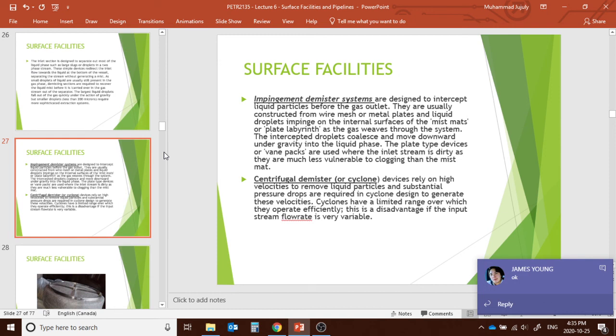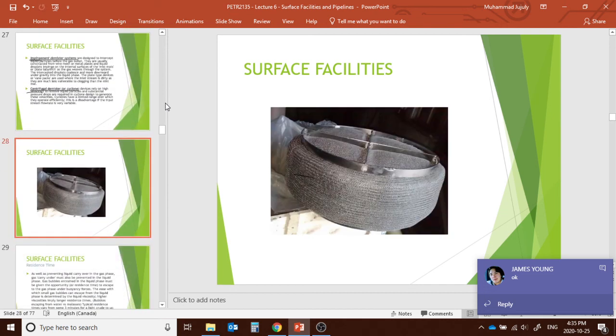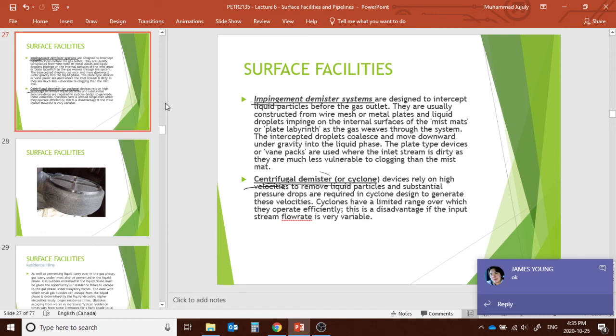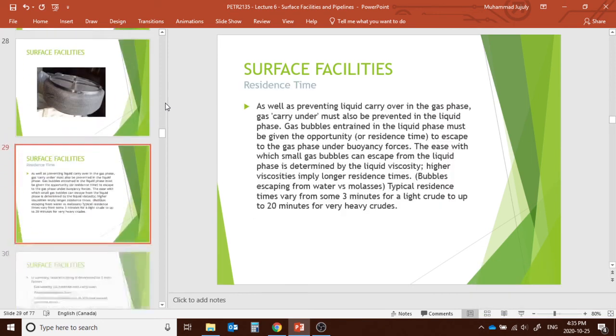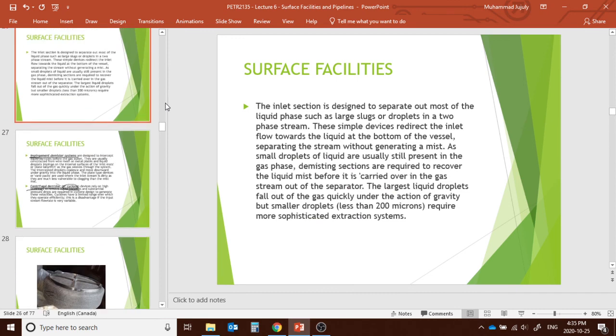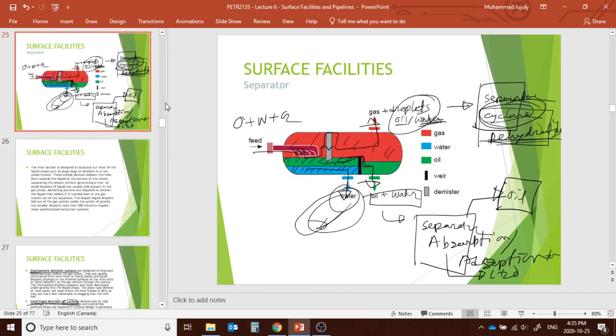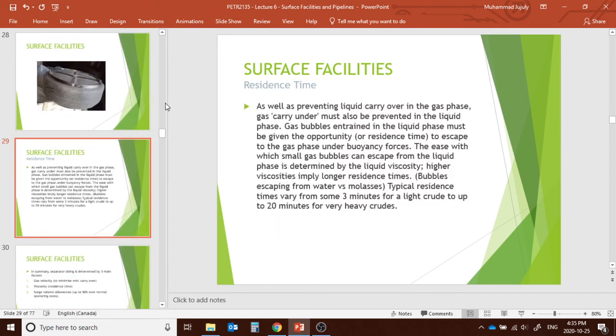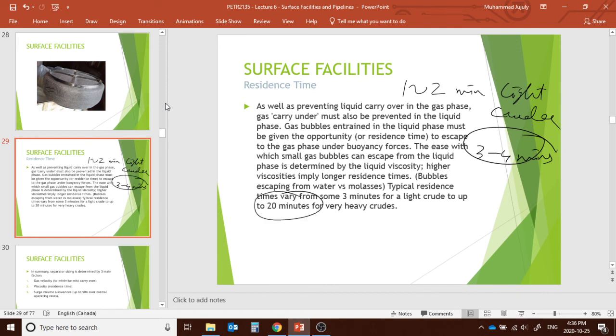All right, so please go through there and you can learn about the scenario. This is the kind of mesh we utilize for the centrifugal or cyclone separators. Residence time is another important part, meaning how much time we need for each batch for separating. Typically it's 1 to 2 minutes for the light crude oils. For the heavy crude oil, 3 to 4 minutes, but sometimes it goes up to 20 minutes for very heavy crude oils.